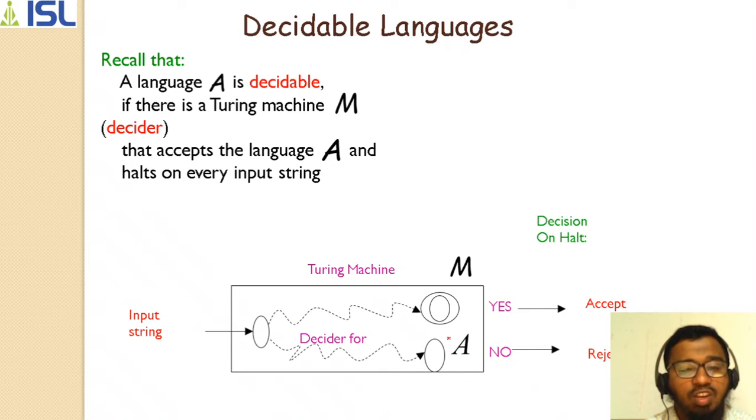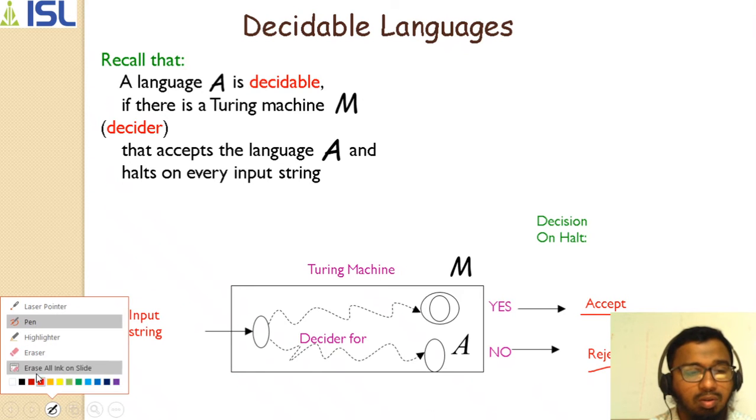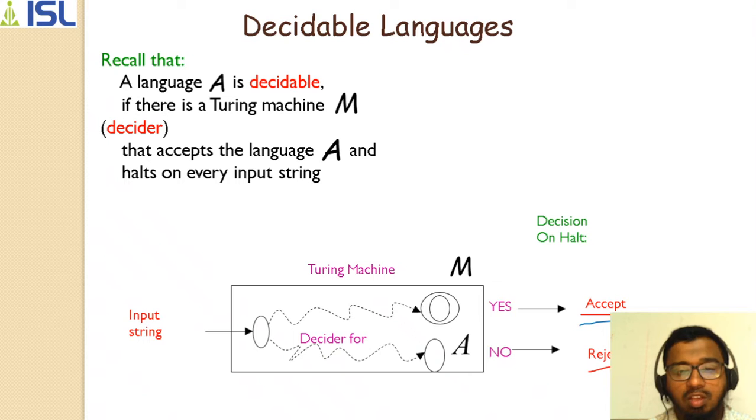So a language A is going to be decidable if there is a Turing machine that accepts the language A and halts on every input string, even if it is yes or no. I will change the color. Yes means accept, or reject, with the help of Turing machine. Then A is decidable. So like this we can make a decidable.